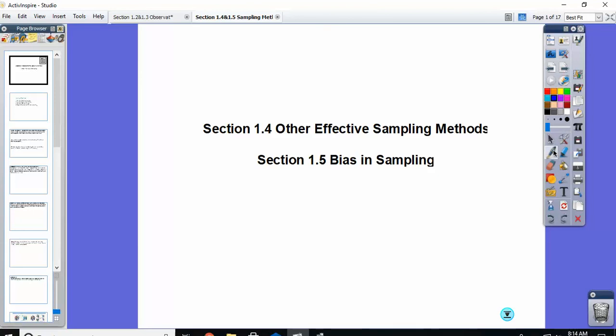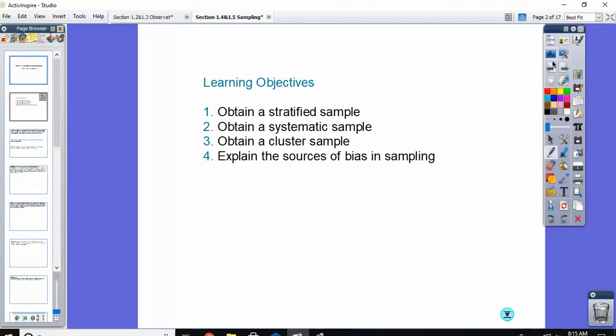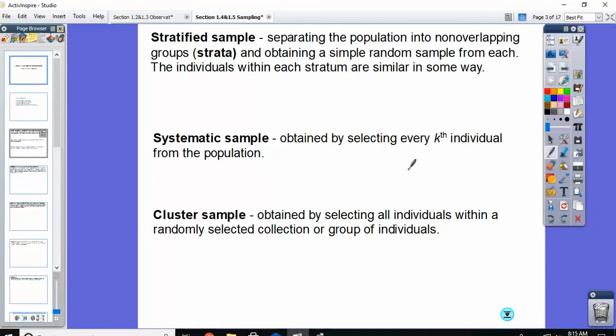Okay, moving on to section 4. We're going to cover this first piece today. It's going to build on those sampling methods. So I just mentioned simple random sampling, and we're going to add in the others. So the next type, I've put a picture on your handout to kind of illustrate this. It's a stratified sample. So in this case, you separate your population into non-overlapping groups, they're called strata, and obtain a simple random sample from each.